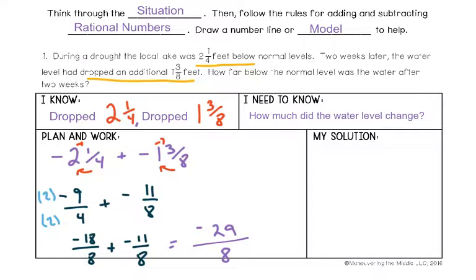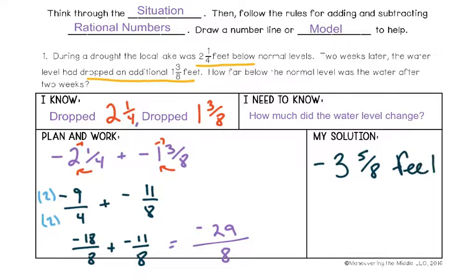Now, I don't want this to be an improper fraction now that I'm ready to know my solution. So for my solution, I want to simplify this and write it as a mixed number that we can understand. So we're going to think of how many times 8 goes into 29. I can tell you that it goes in 3 times evenly. 8 times 3 is 24. So it goes in 3 times with 5/8 left over. And the answer is negative because it dropped. So your solution would be -3 5/8 feet.